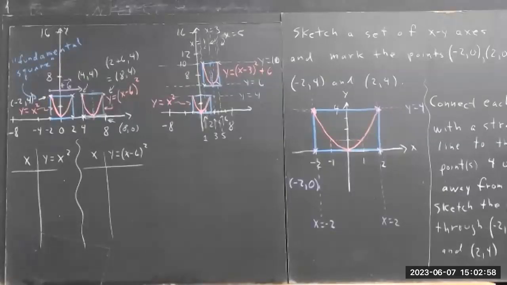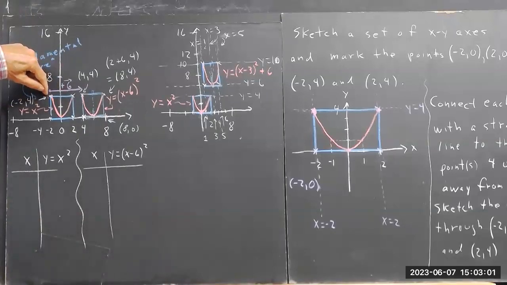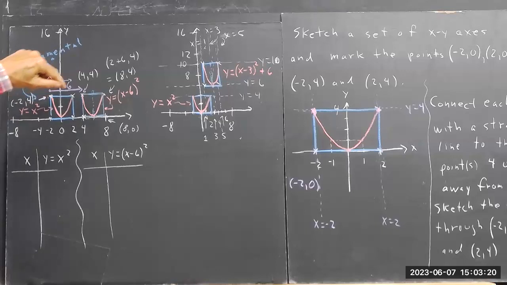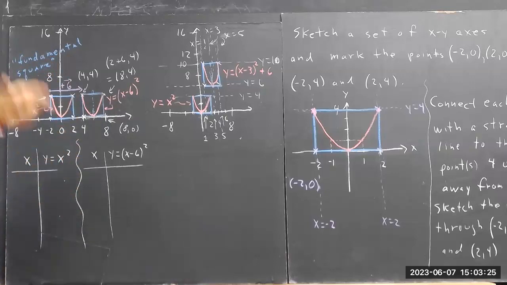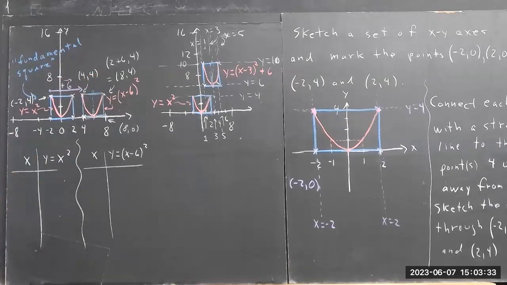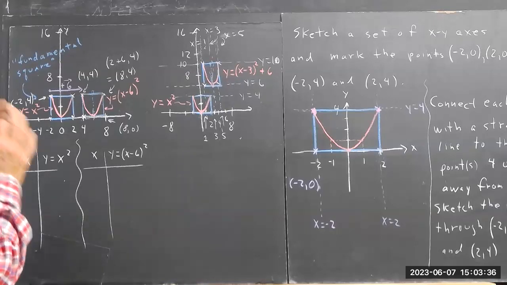Okay. Now I've claimed that the graph of y equals x squared has a parabolic shape. I've just claimed that, we haven't proven it. It has 3 points because of the way we've constructed it: (-2, 4), (0, 0), and (2, 4). Over here, we have the points (4, 4), (6, 0), and (8, 4). I'm going to calculate these points.